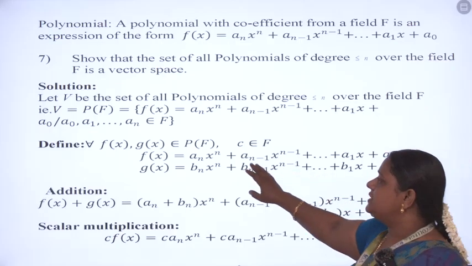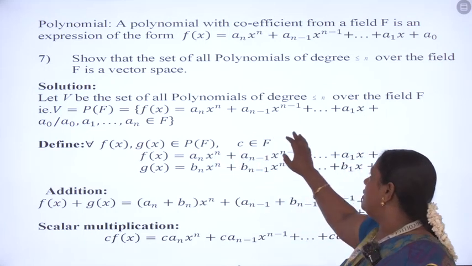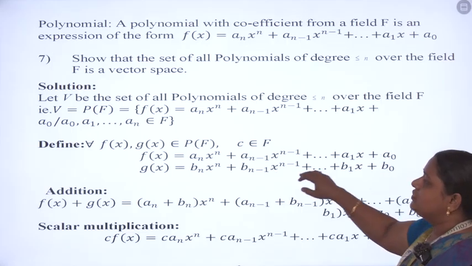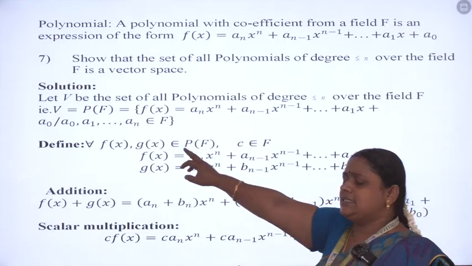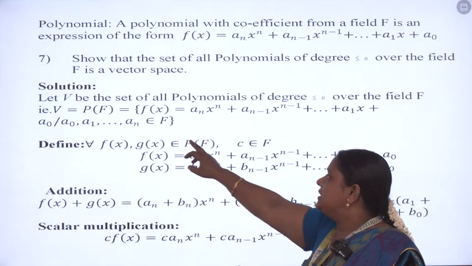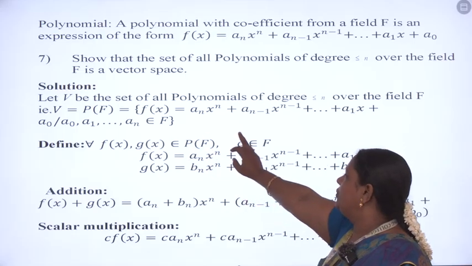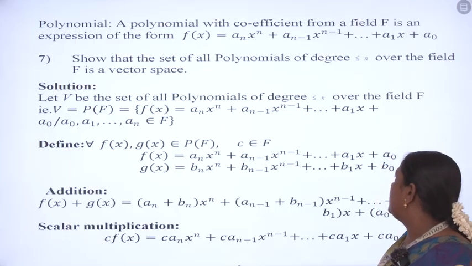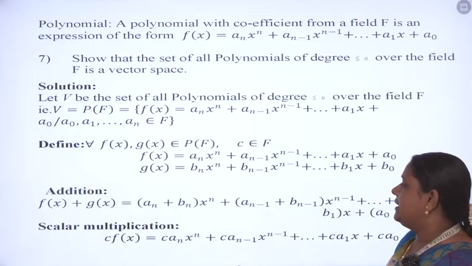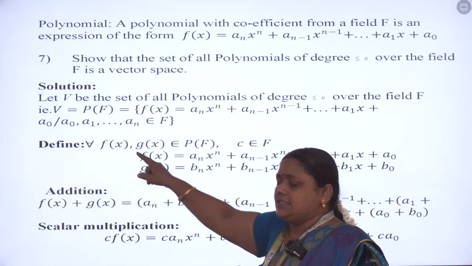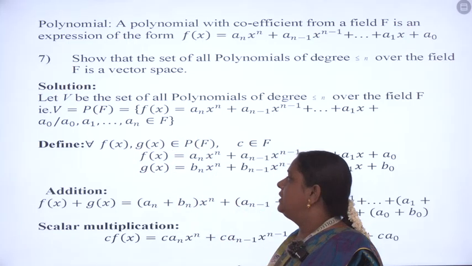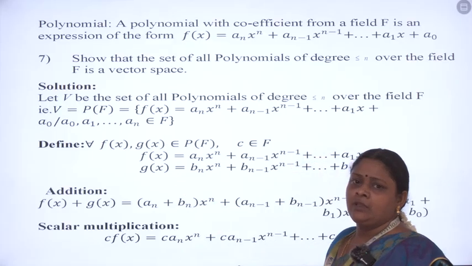So the solution for this: let V be the set of all polynomials of degree less than or equal to n over the field F. So V, the set of polynomials, is denoted by P of F, which is f of x equal to an x power n plus an minus 1 x power n minus 1 plus and so on a1x plus a0, such that all the scalars a0, a1 and so on an belong to field F. Now define the vector space.